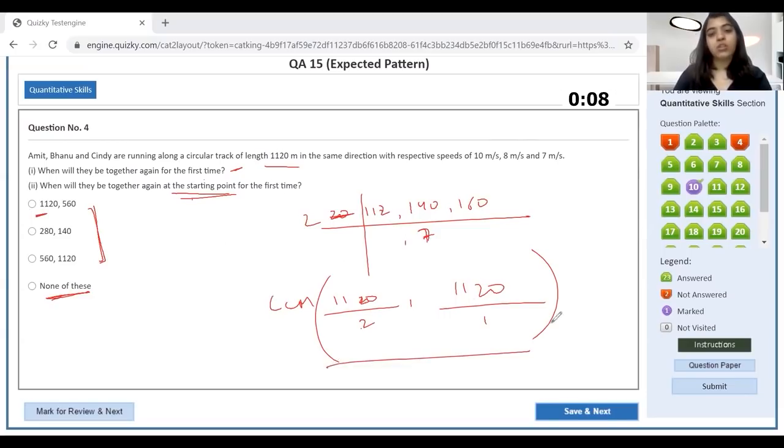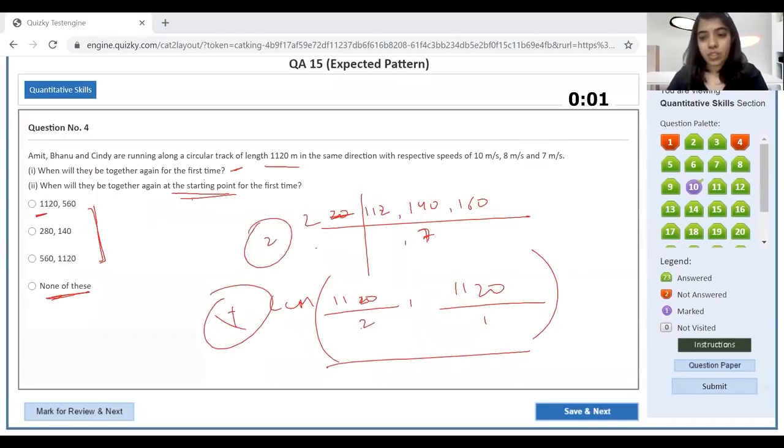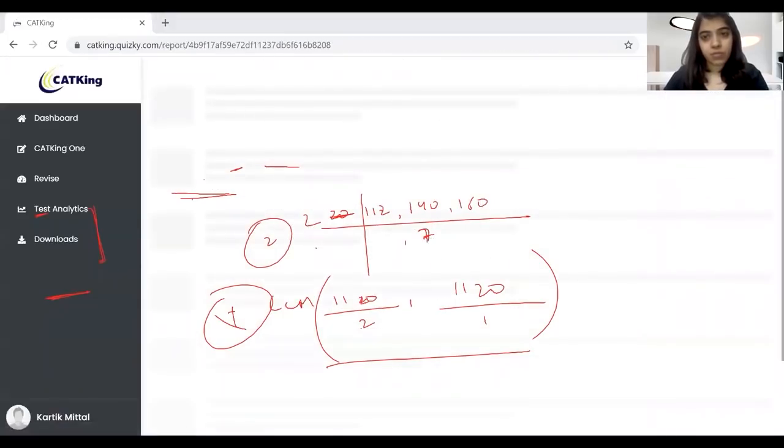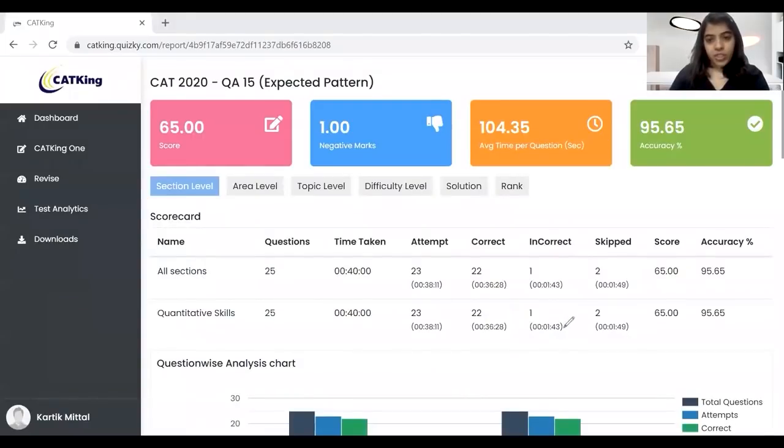So this is how you will do this. This is for the first part. This is for the second part. Let's just submit it. All right, decent.